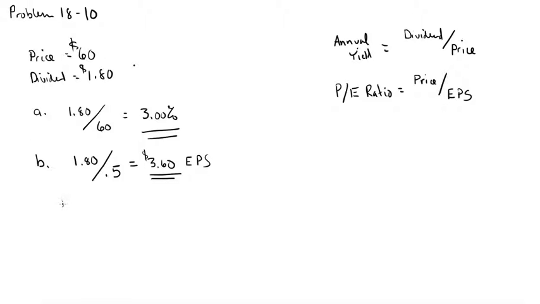And to calculate the PE ratio, its price, which is $60, divided by earnings per share, $3.60. So the PE ratio ends up being 16.67 times earnings.